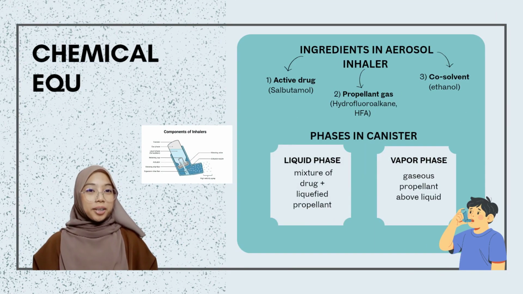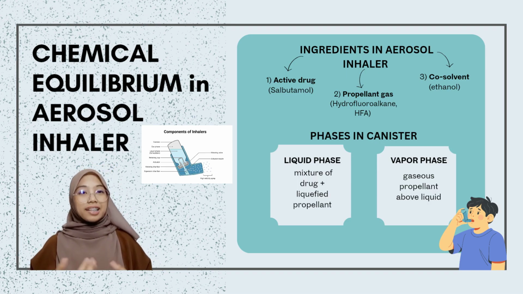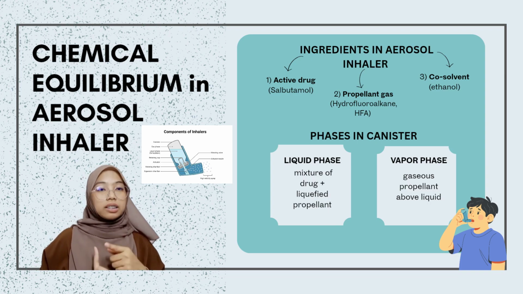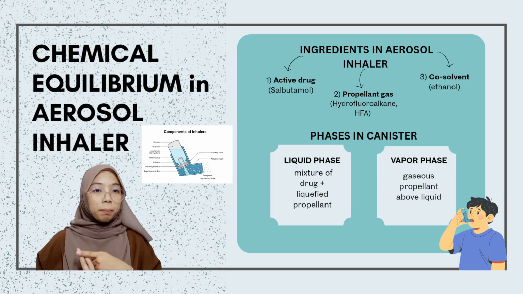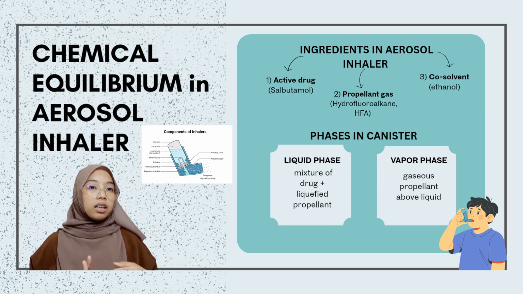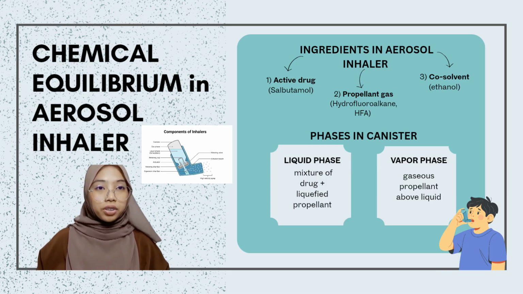Okay, so move on to the next part, which is the chemical equilibrium in an aerosol inhaler and why it allows each puff to deliver a consistent dose. So inside an inhaler canister, there are three main components: the active drug, which is salbutamol, the propellant gas, which is hydrofluoroalkane, HFA, and the co-solvent, which is ethanol. So this will form two phases inside the canister, which is the liquid phase, and above it is a vapor phase. The liquid phase consists of a mixture of drug and also propellant.